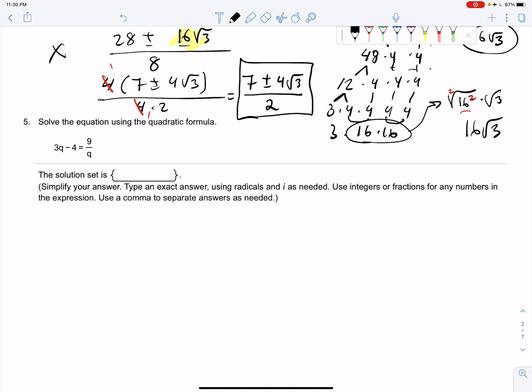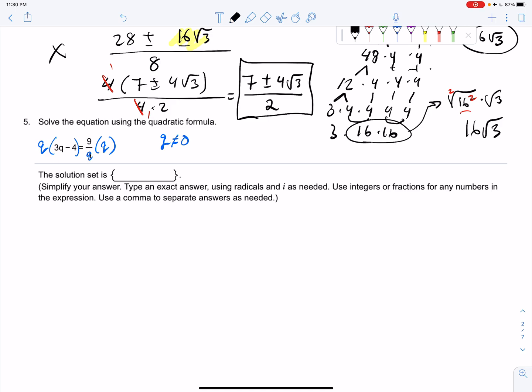Now, this one is definitely not in perfect form for us. So what we need to do here is clear the fractions legally. So we're going to multiply both sides by q. I'm going to multiply this side on the left by q and the right by q. We also know that this q is in the denominator, so we should take a little note here: q cannot equal 0, right? And then we can check that in the end.